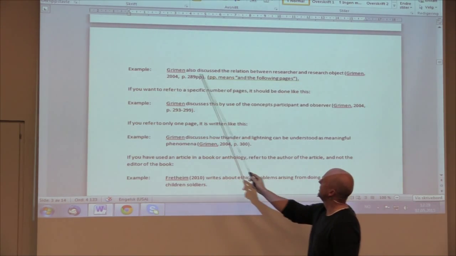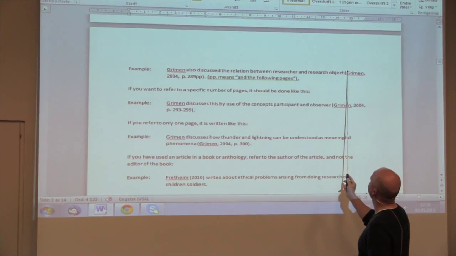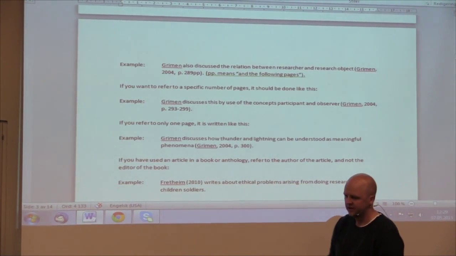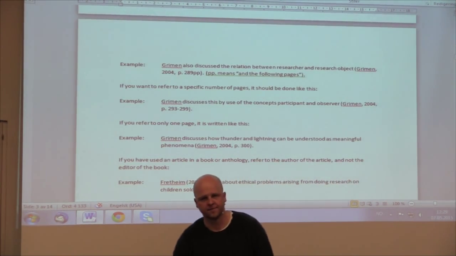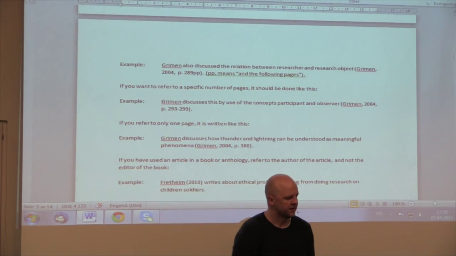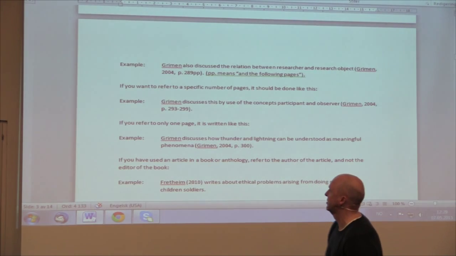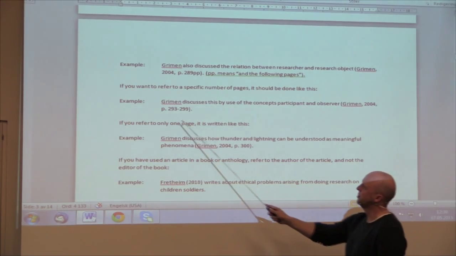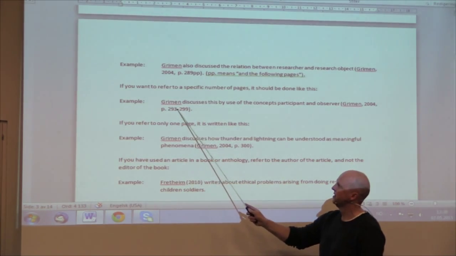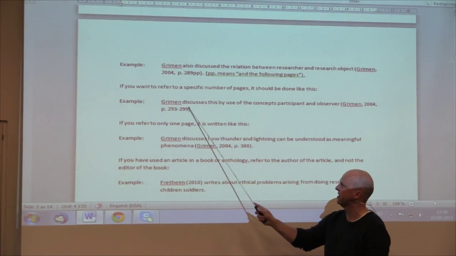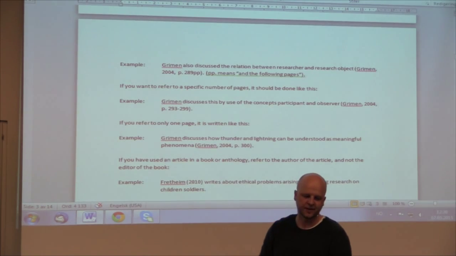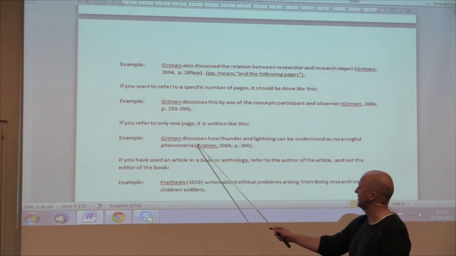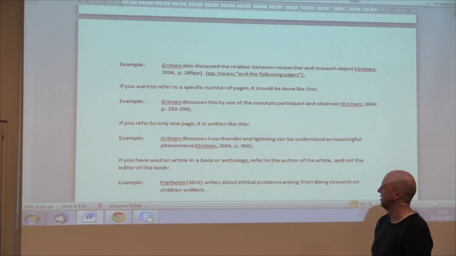So for instance here, Grimen discusses this and that, and then the parenthesis, Grimen 2004, page 289, pp. That means and the following pages. So you can use that if it's roughly in that area. That's not so exact, so the best is to write exactly which pages it is on. So Grimen discusses this and that, 2004, page 293 to 299. So if you have a hyphen here, that shows from this page to that page. This is the exact place where it's written about that. That's the best. And if you only refer to one page, then it'll be like this: Grimen 2004, page 300.